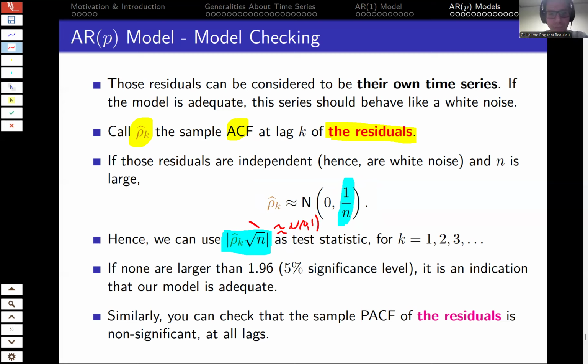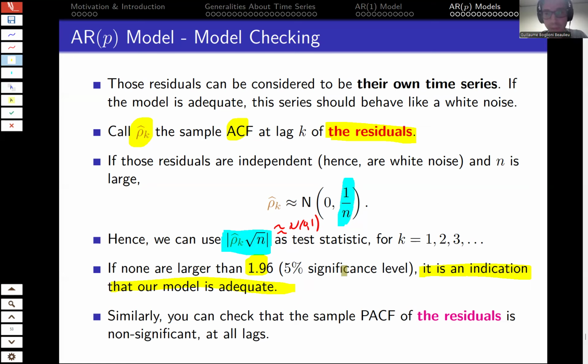Okay, if when you compute that for several lags, it's not larger than 1.96, then there's nothing to see. The autocorrelations of your residuals are not significant. So if none are larger than 1.96, it's an indication that your model is adequate. Now, it's not a proof that your model is great. It's not a proof that your model is the reality, but it means at least, based on this criteria, there's no red flag.